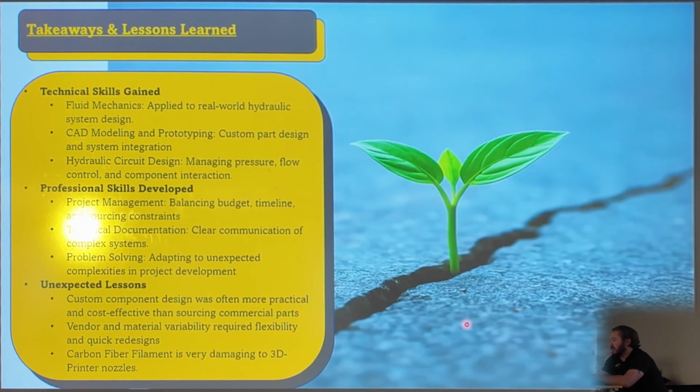And then unexpected lessons. It happened to be in my case that it was easier for me to just design custom components for my system whenever I couldn't find them commercially. That's mostly just due to time, but that's not the case for everything. And then vendor and material variability required flexibility and quick redesigns on my part. Like I said, some stuff came in with dimensions that I was not expecting.